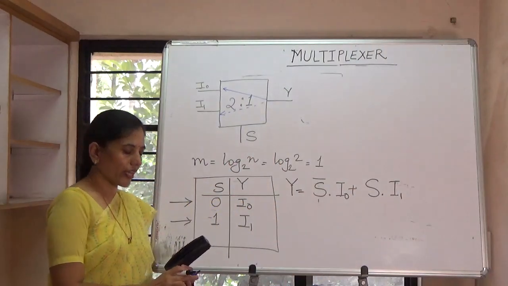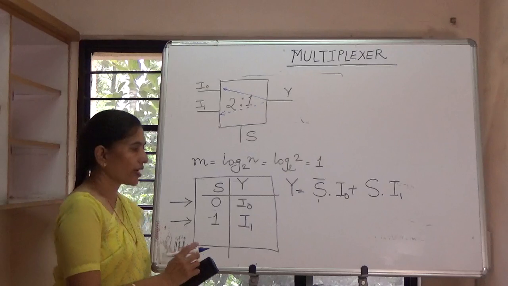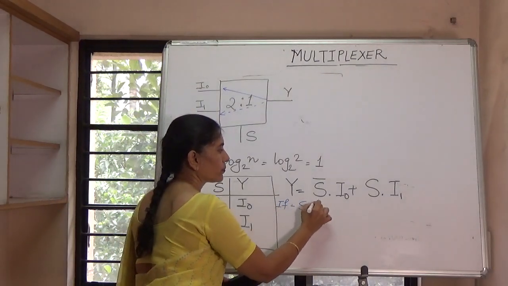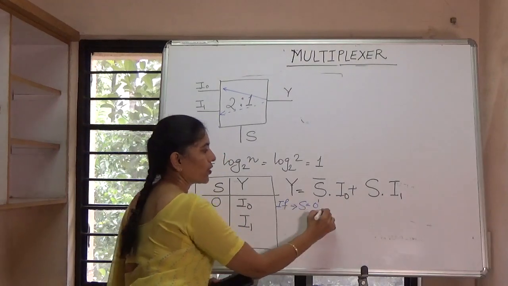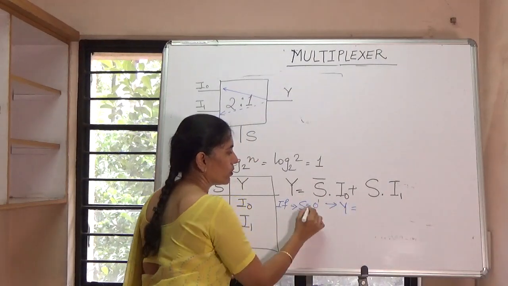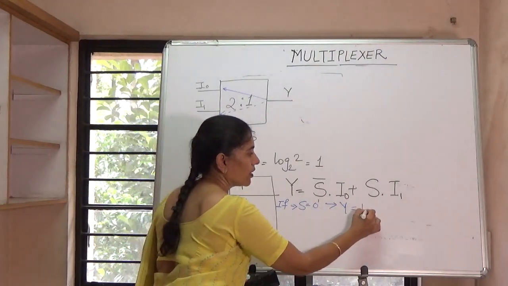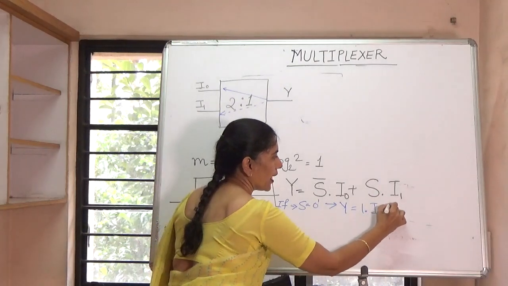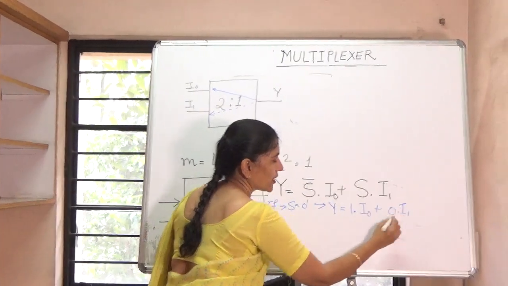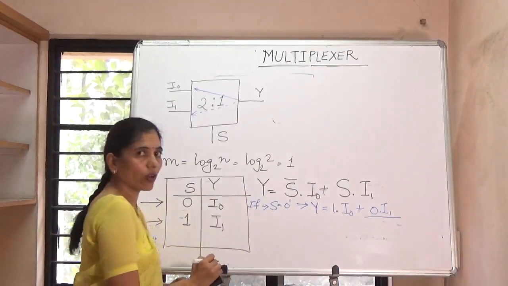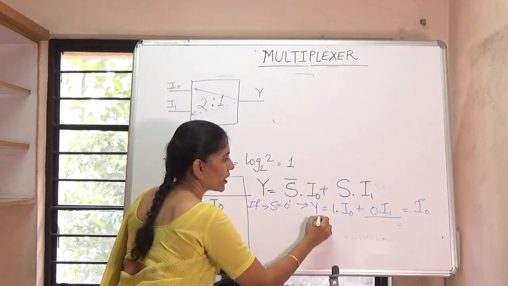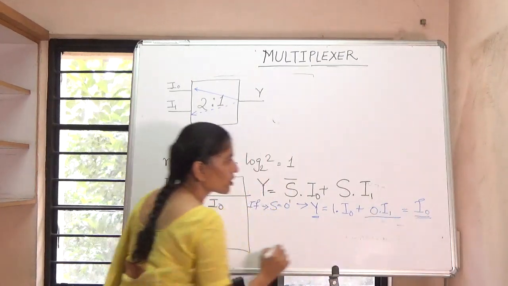Now let us check if this is doing the desired function. So if S is 0, then this output Y will be equal to, because S is 0, S bar will be a 1 dot I0, plus S is 0, so this is 0 dot I1, in which case this AND will be a 0 and this will be equal to I0, that is Y will be equal to I0, which is what is expected.